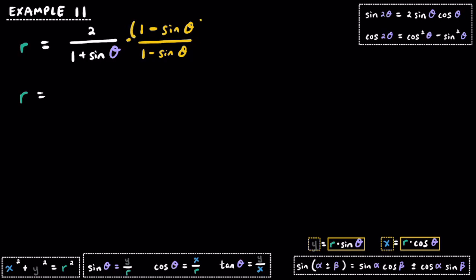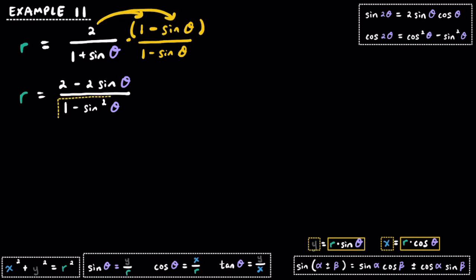In the numerator, we're just going to take that 2 and distribute it to this 1, and then distribute that over to this minus sine of theta. And so we would have 2 minus 2 times sine of theta in the numerator, and on the denominator, we would then FOIL, or we can just say this will be 1 minus sine squared of theta. Remembering our Pythagorean identity of sine squared of theta plus cosine squared of theta is equal to 1, this 1 minus sine squared of theta is the same thing as cosine squared of theta. Substituting that in, we can write r is equal to 2 minus 2 times sine of theta all over cosine squared of theta.